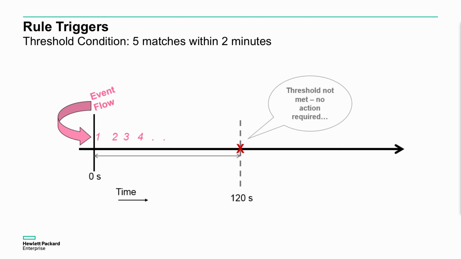Just a little bit about condition triggers here. So, for example, here we have 5 matches within 2 minutes, and we have 4 matches, but we don't have a complete 5th match within that 120 seconds, 2-minute period. So the threshold is not met, so no action is required or triggered. That's known as a partial match. So if you do see anything referring to partial match rules, there are dashboards that show this. That is what a partial match rule is.